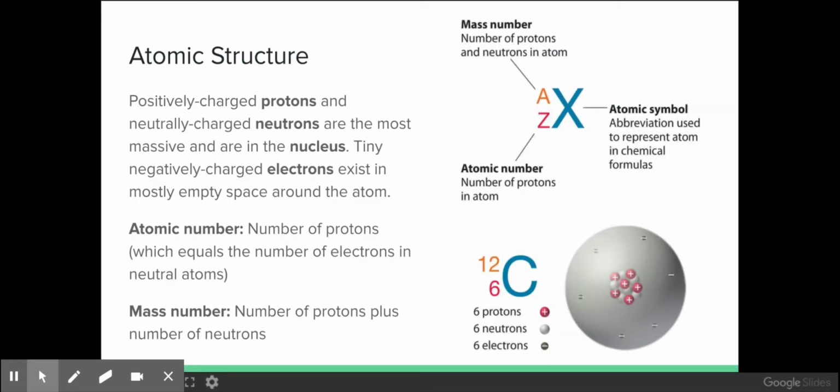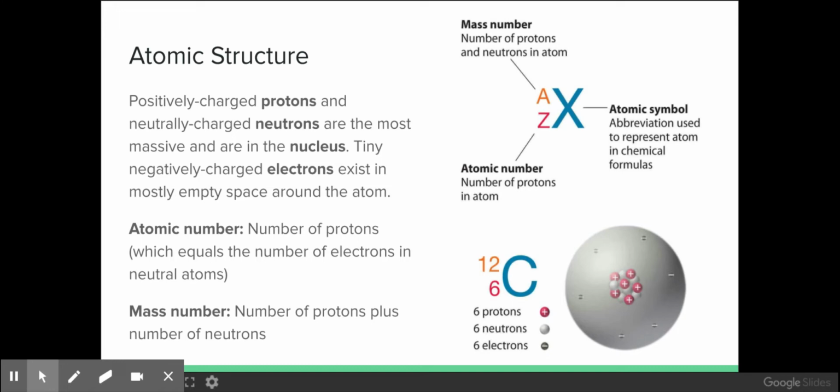Okay, so for atomic structure, you should know that protons are positive, neutrons are neutral. You should also understand that electrons exist outside of the nucleus. The nucleus is small, the nucleus is dense. It has most of the mass of the atom, whereas electrons do not contribute very much mass to the overall mass of the atom.